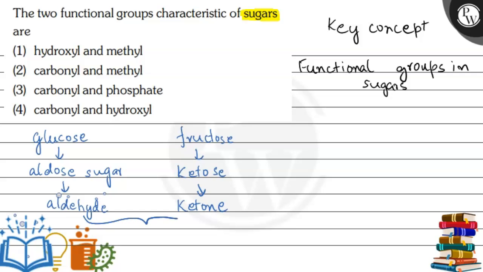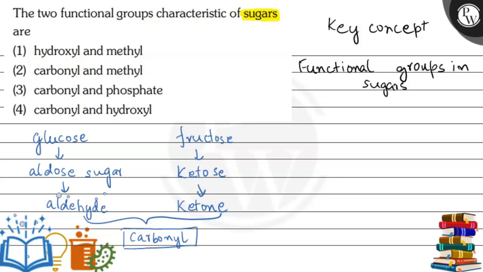Now, both aldehyde and ketones are type of carbonyl functional group. So, depending upon the type of the carbonyl functional group present in the sugar, that will determine which type of sugar it is. Therefore, one of the functional groups which is characteristic of sugar is the carbonyl functional group.